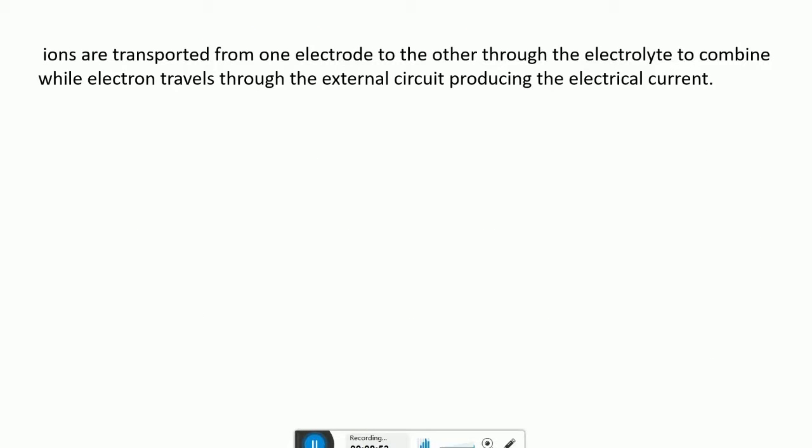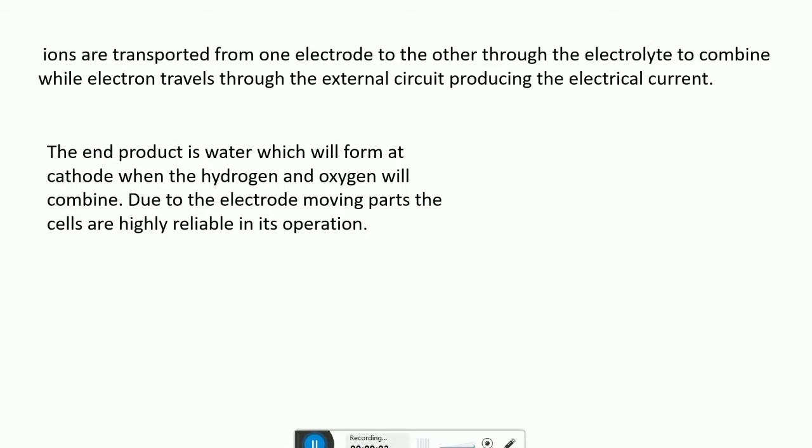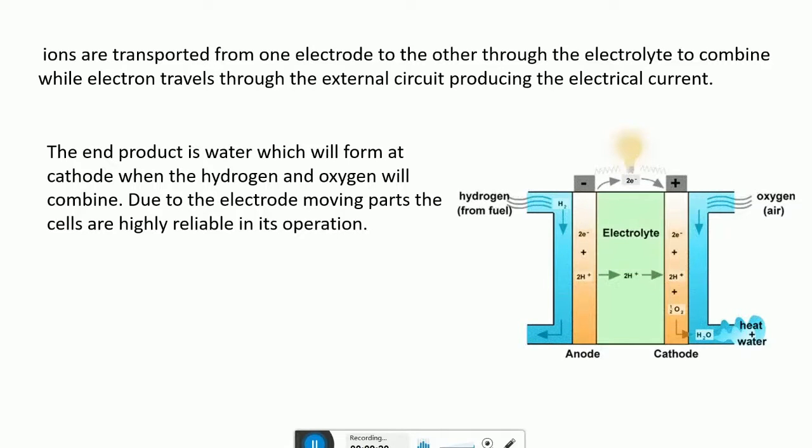Ions are transported from one electrode to the other through the electrolyte to combine, while electrons travel through the external circuit producing the electrical current. The end product is water, which will form at the cathode when the hydrogen and oxygen combine. There are no moving parts, and the cells are highly reliable in operation, which is shown in the figure. This figure shows a fuel cell.